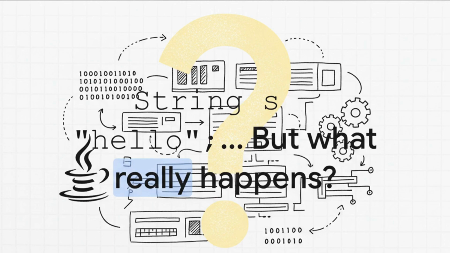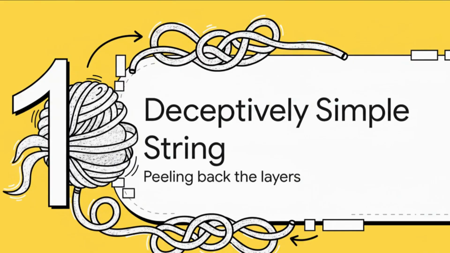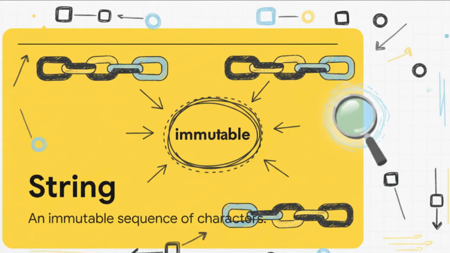But have you ever stopped to ask what the Java Virtual Machine is actually doing in the background? It's way more fascinating than you might think. And honestly, understanding it is a huge key to writing cleaner, faster, and safer code. So let's kick things off by taking a closer look at the object we all think we know so well. We're about to peel back the layers on the deceptively simple String, and that very first layer, well, it reveals its most important secret.